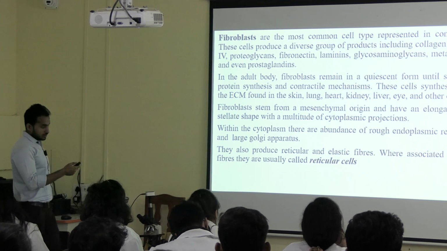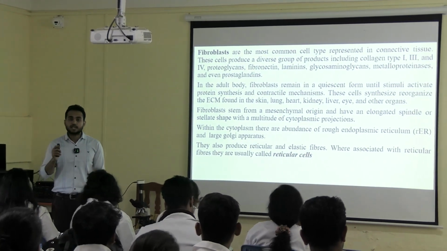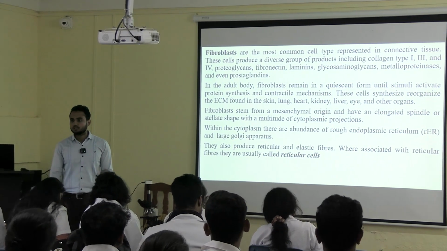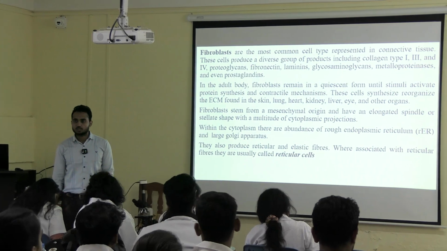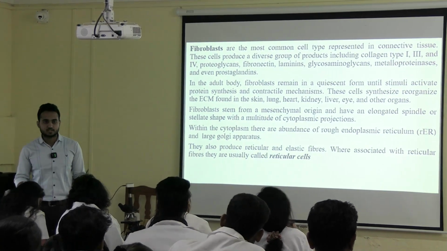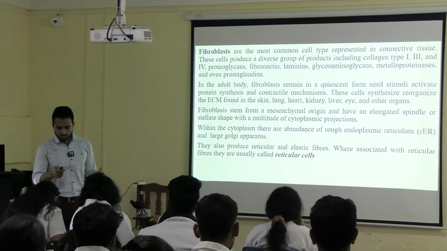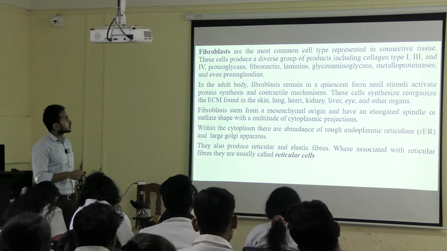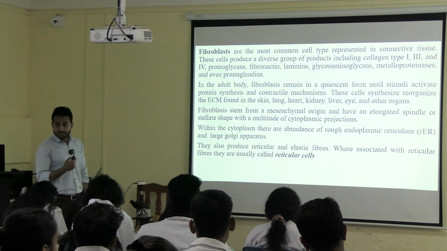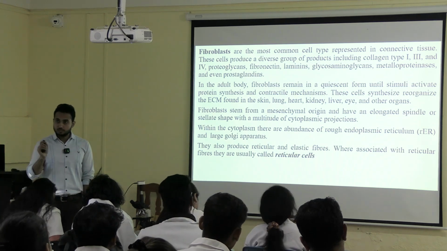Please keep in mind that the most abundant cells of connective tissue are the fibroblasts. Most abundant means the most number of cells in the connective tissue are this particular fibroblast. So you can see fibroblasts are the most common type of cells present in the connective tissue. Now, what is the most important function of these cells? Always keep that in mind.